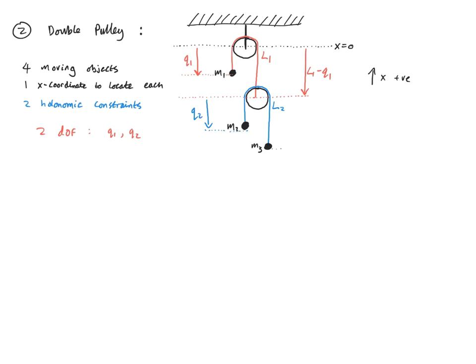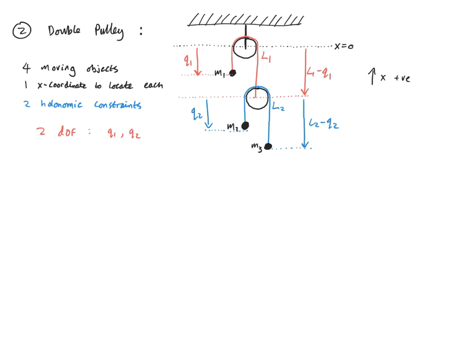We have one other coordinate in here, which is going to be the position of mass number 3 relative to its pulley position, and that's going to be L2 minus Q2, and that is the second holonomic constraint. We're connecting mass number 3 and the position of mass number 2 to each other through the fixed rope length L2. So to summarise, we have 2 degrees of freedom in the system, 4 coordinates minus 2 constraints, and I'm making a choice for these generalised coordinates.